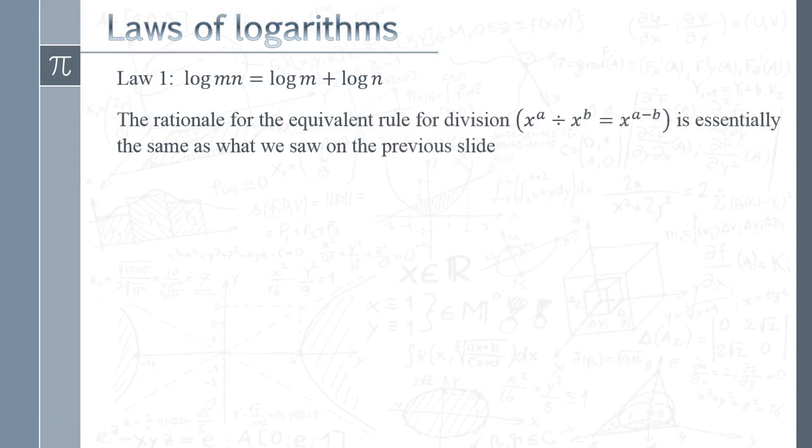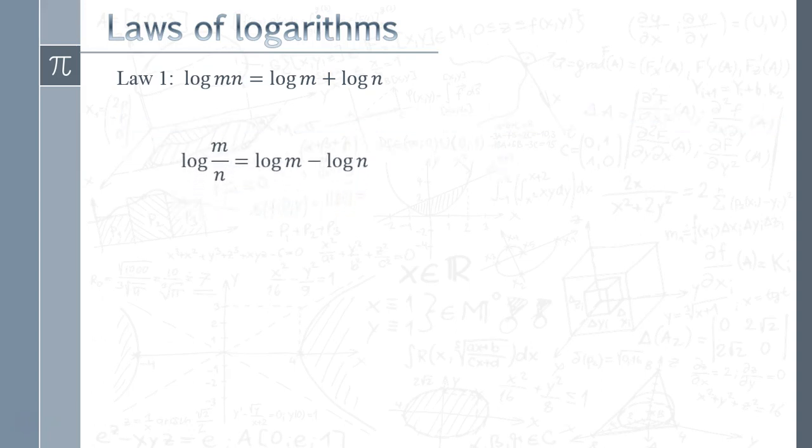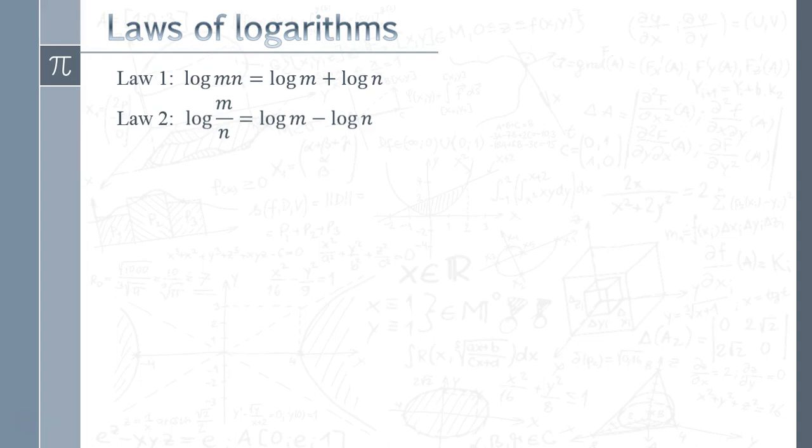Now, the flip side of that one, the division version, there it is exactly the same, and as you might expect, what we get is that. So, very simply, law number 2, okay, the rationale for it is exactly the same as what we saw on the previous screen. So, log m over n is log m minus log n. So that one's our law number 2.